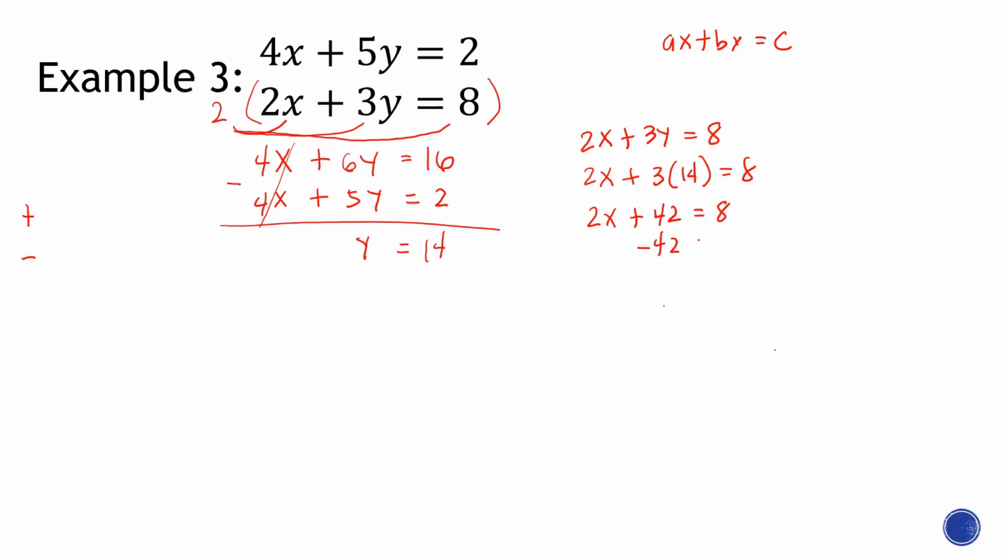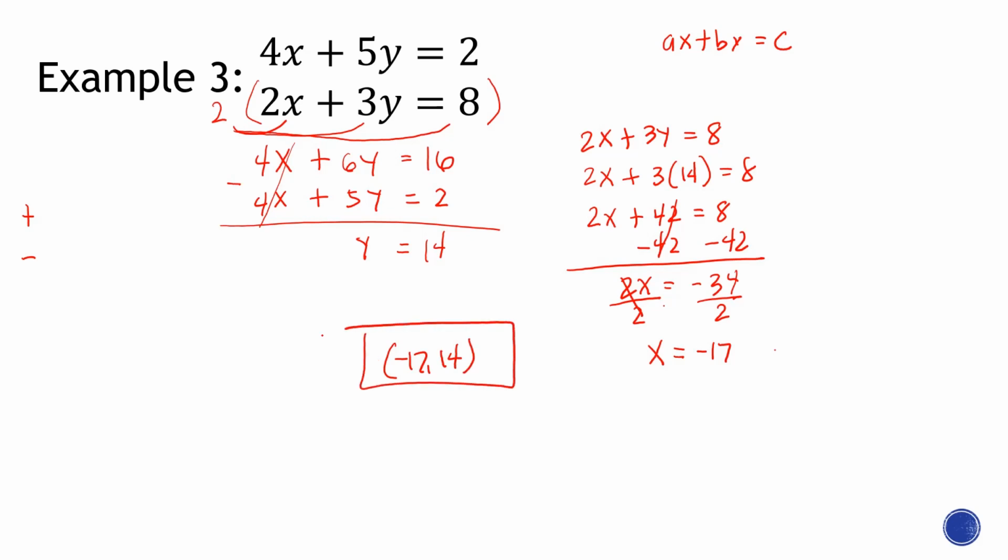And then I'm going to subtract 42 on both sides. This will be 2x equals negative 34, right? And then divide by 2 on both sides. Therefore, x equals negative 17. Okay? So our answer will be negative 17 and 14. Okay, let's go to the next example.